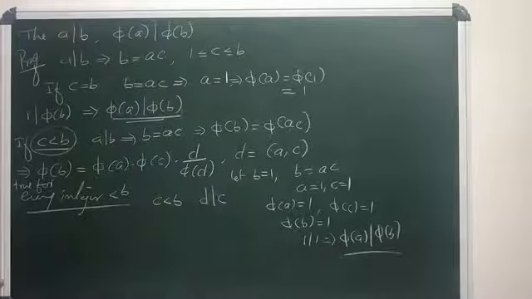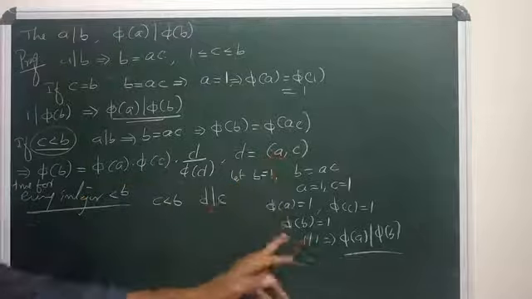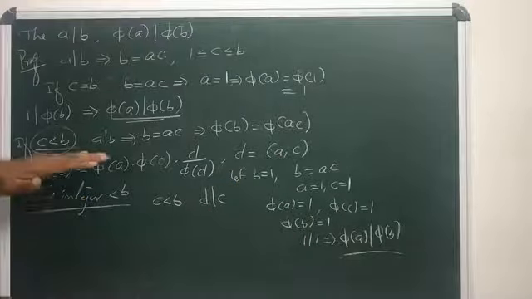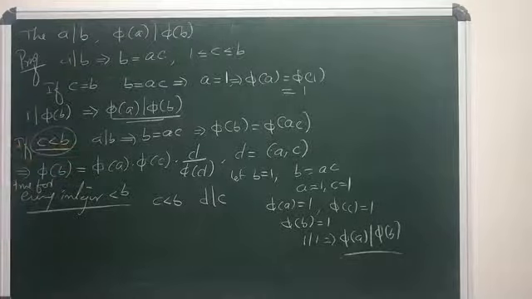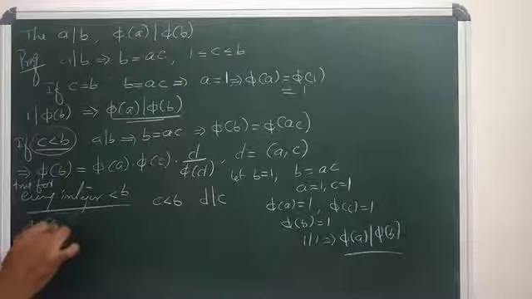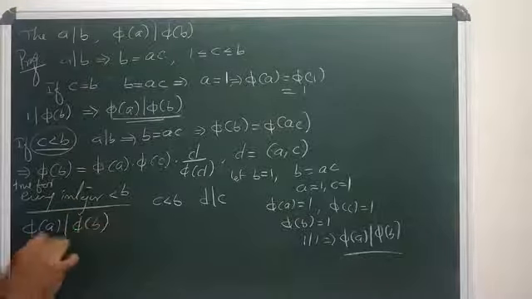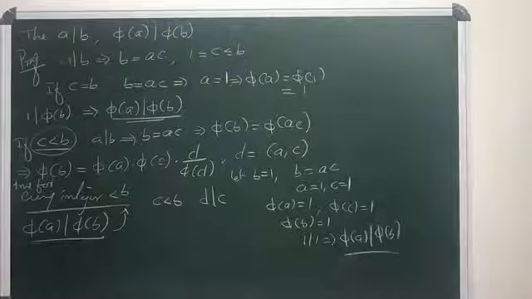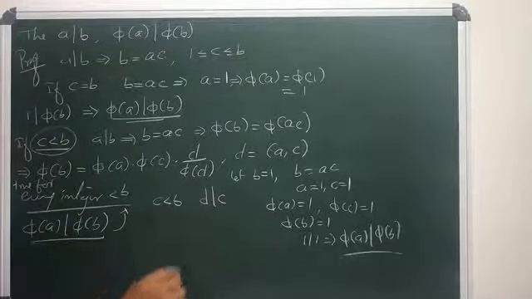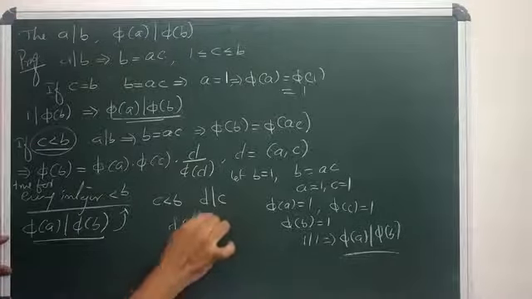So when D divides C and it is true, assume phi of A divides phi of B. Let B equals 1, A equals 1. Now the result is true for B equals 1. I now assume that the result is true for every integer less than B. Okay, right. Now C less than B, D divides C, then clearly we have phi of D divides phi of C.